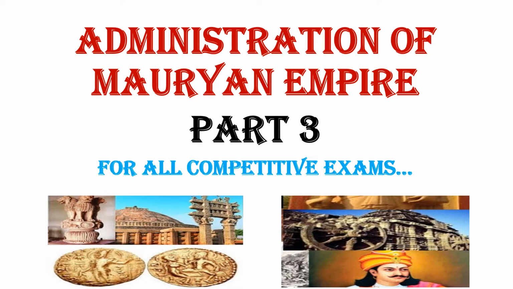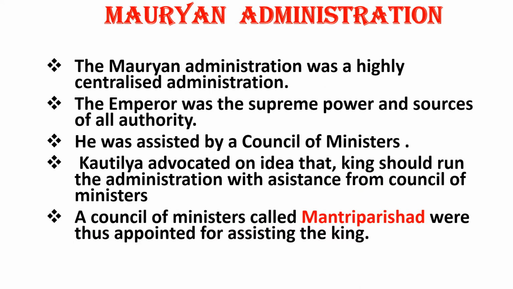In this session, we shall discuss the administration of the Mauryan Empire. So, let's get started. The Mauryan administration was a highly centralized administration. The emperor was the supreme power and source of all authority. He was assisted by a council of ministers.